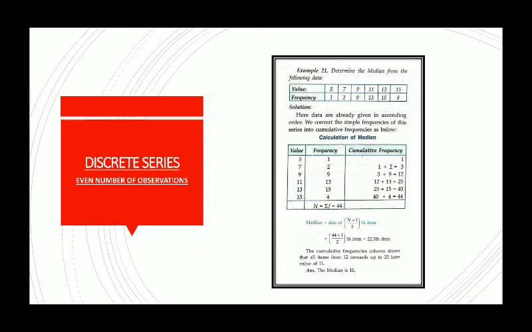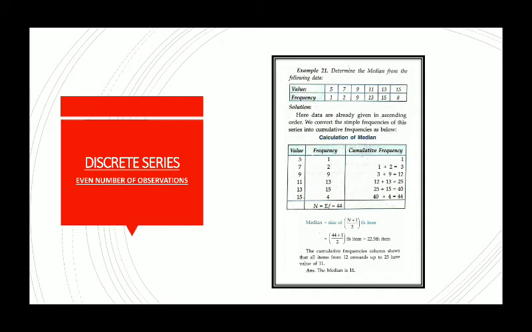Now, how will we get the 22.5th item from the table? In the table, we have to see the cumulative frequency column. 22.5 will lie between 12 and 25. So, all the items which are more than 12 and less than 25 will lie in the value 11. So, the median is 11. So, we will use the cumulative frequency column to get the final answer. Okay, so this is the way you can calculate in case of discrete series.